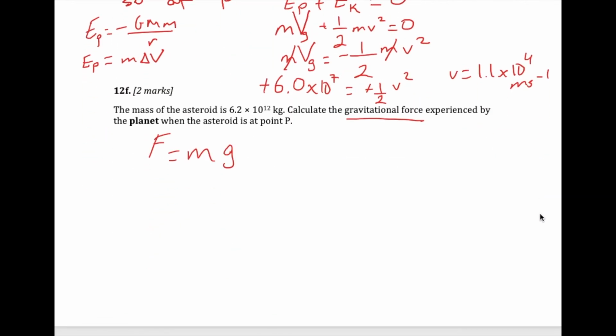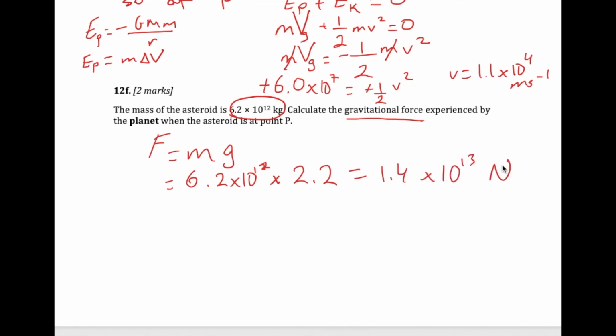And the last part, we're asked to find the gravitational force. Well, gravitational force is mg. All we need in this part is the mass of the asteroid, which we actually have. So I can use that 6.2 times 10 to the power of 12, and the gravitational field strength, which is given above in the previous section. Multiplying those will give me the gravitational force in Newtons. Thank you very much.